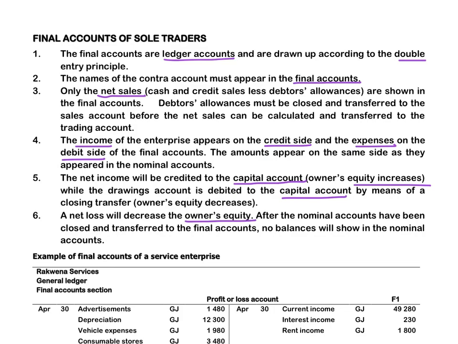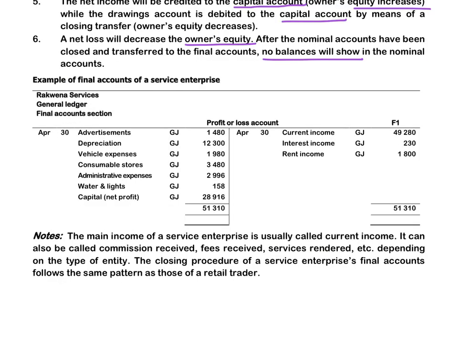So after the nominal accounts were transferred, all the balances in the nominal accounts are closed and there will be no balances in the nominal accounts. If we look at the profit and loss account, on the credit side, we will have all the income of the business. On the debit side, we will have all the expenses of the business. Then we will add up the credit side, get the total, subtract the amounts on the debit side to determine what profit we made. And this profit will be transferred to the capital account.